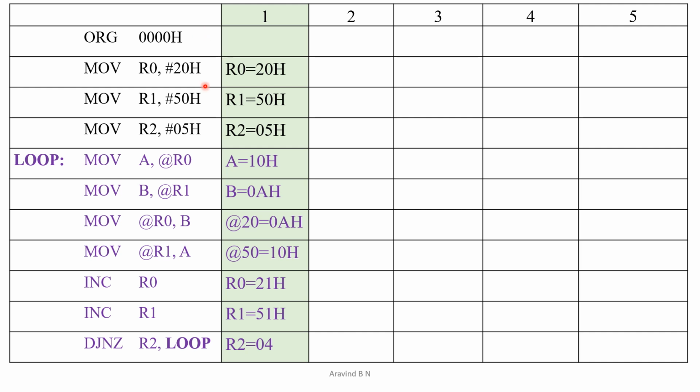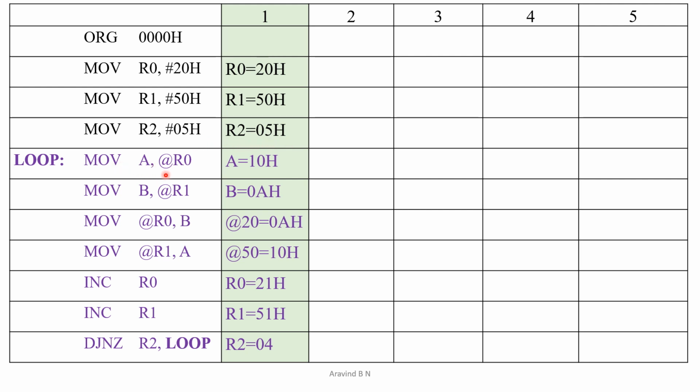Now this is the program that has been explained, and what happens in each iteration is being shown over here. Total 5 data are being exchanged. Therefore, there are 5 columns over here, and each column indicates one iteration. Starting with the first iteration. MOV R0, #20H. So R0 will be loaded with the 20H value. Then MOV R1, #50H. R1 is loaded with 50H. MOV R2, #05H. R2 will be loaded with 05H.